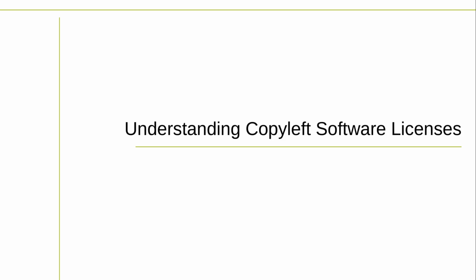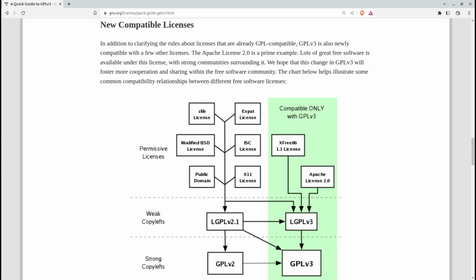Copyleft software licenses aim to ensure that the licensed software remains free and open for future users and developers. These licenses use copyright law to achieve this goal by requiring any derivative works of the software to be licensed under the same license terms. This means that anyone who modifies or distributes the software must also make their changes and additions available to others under the same license. The most well-known copyleft software license is the GNU General Public License, the GPL.